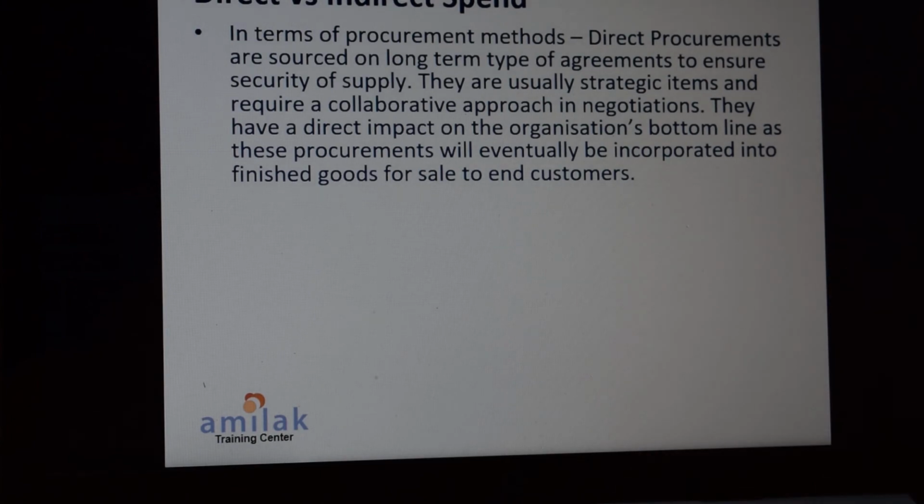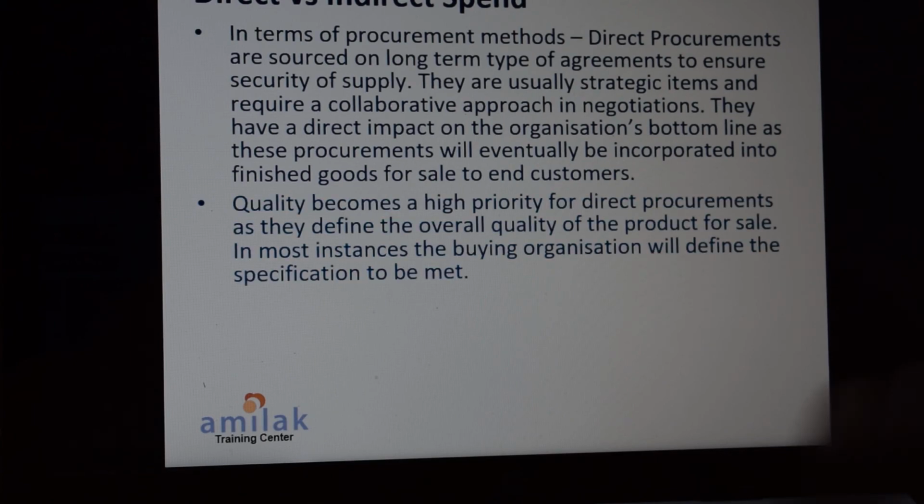They are usually strategic items requiring a collaborative approach in negotiations. They have a direct impact on the organization's bottom line, as these procurements will eventually be incorporated into finished goods for sale to end customers. The other consideration for direct procurement is that quality is the highest priority, because ultimately they determine the quality of outputs of your product.